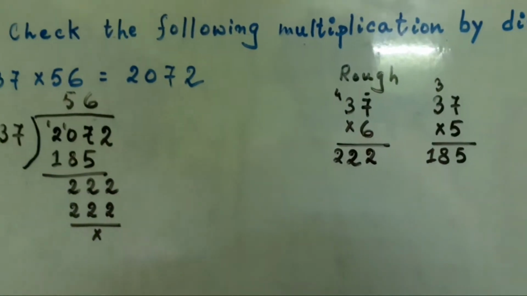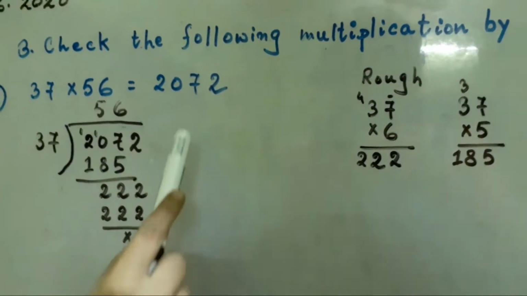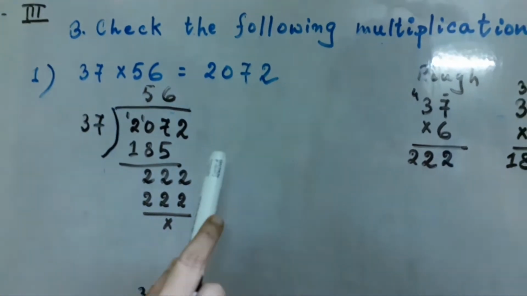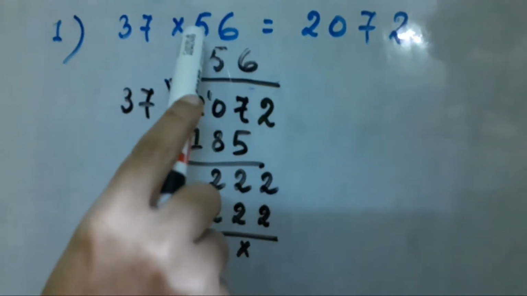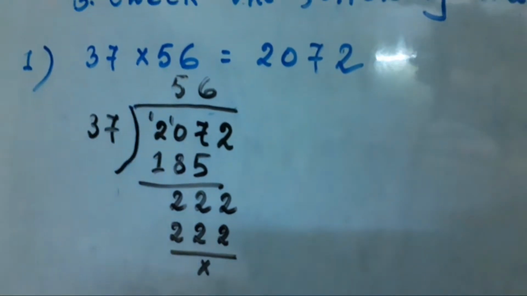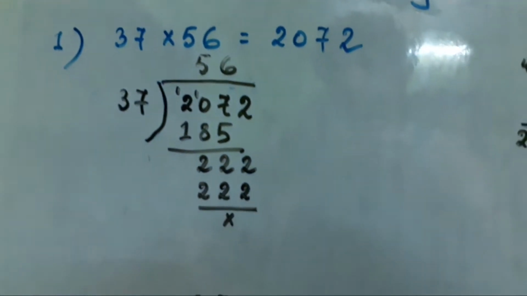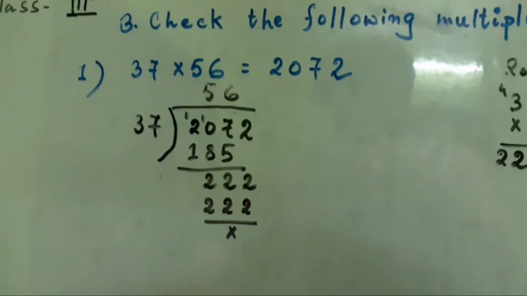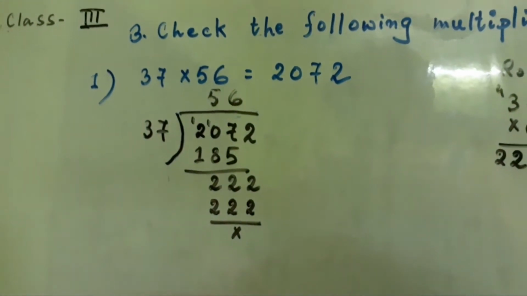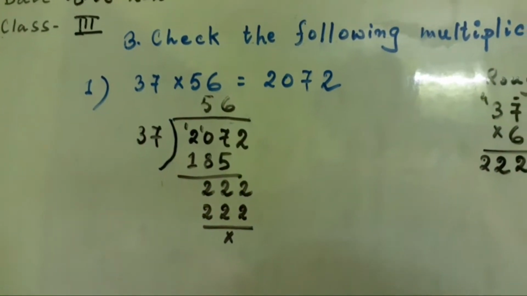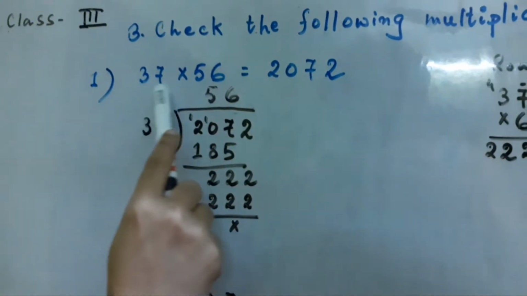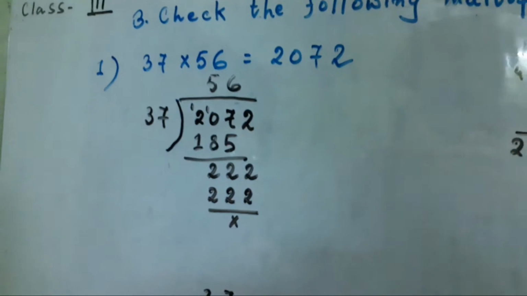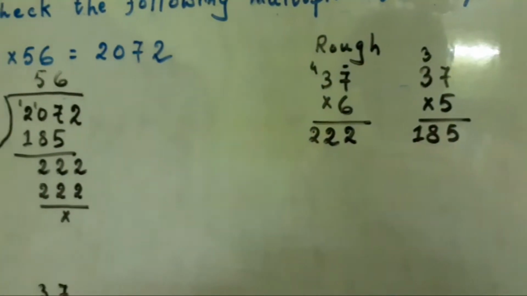How will we check? We will divide 2072 twice, at first by 37 and then by 56. And if we get the quotients 56 and 37 respectively, then the sum or the statement is said to be correct. Let us start.